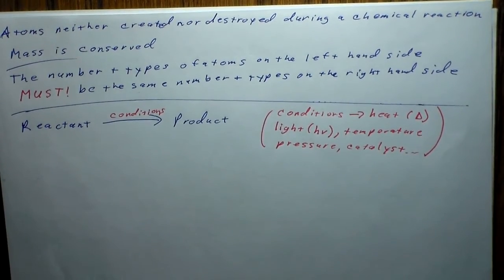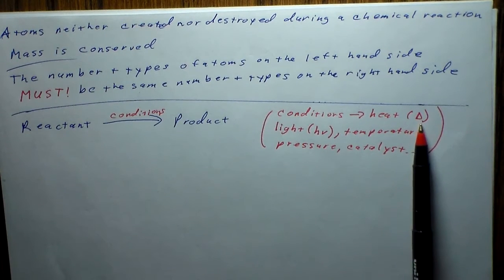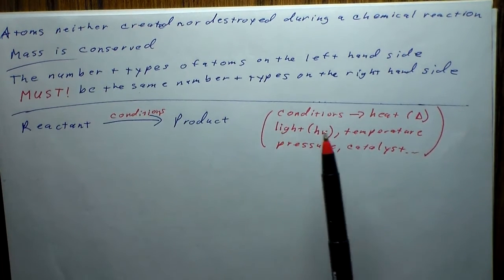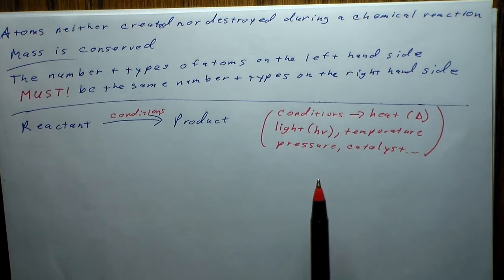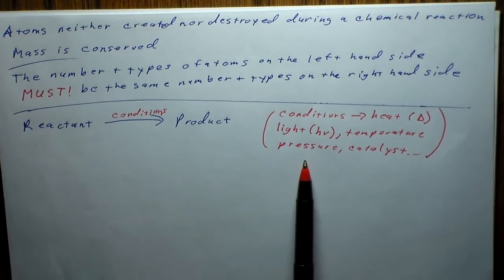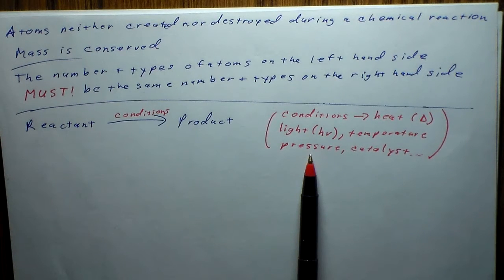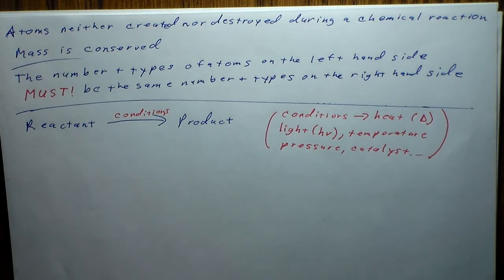So the conditions over here could be things like heat, that's commonly represented by the Greek letter delta. Light, commonly just represented by h nu. These are for things like photochemical reactions, so they need light to get them started. The temperature, maybe this is under hot or cold conditions. Pressure, maybe this only happens under high pressure conditions. Is there a catalyst involved? That's something that speeds up the reaction. And there could be other things as well, but these are the typical ones.